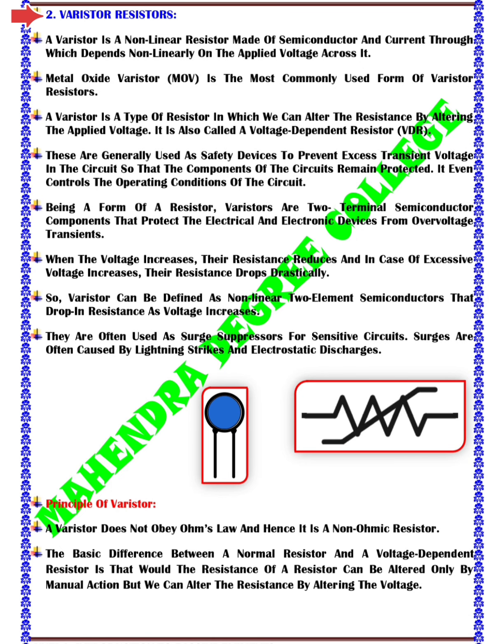Next, we discuss about the varistor resistors. A varistor, also known as a voltage-dependent resistor (VDR), is a special type of resistor whose resistance varies with the applied voltage. Unlike regular resistors that follow Ohm's law, varistors have a nonlinear resistance voltage characteristic. They are primarily used for surge protection in electronic circuits, absorbing excess current and limiting voltage spikes.